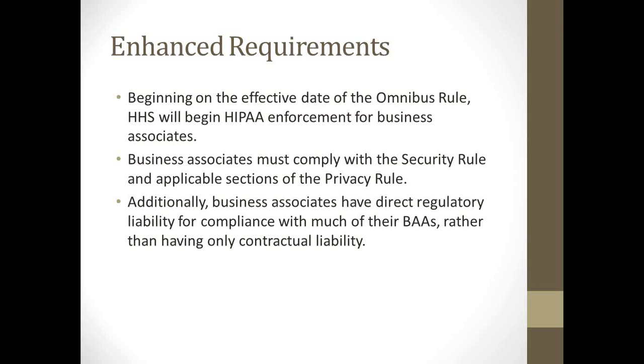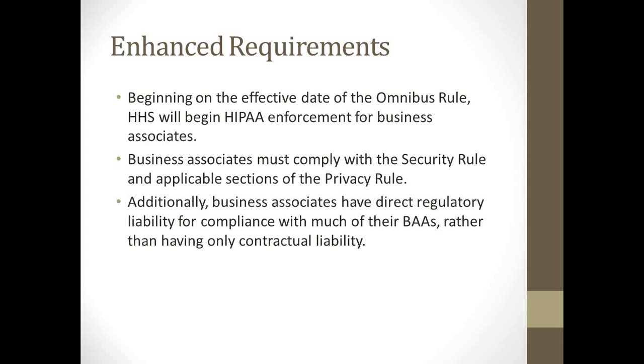So the Omnibus rule expands the definition to include subcontractors. Business associates need to have business associate agreements in place with their subcontractors. These business associate agreements not only must meet the minimum requirements of HIPAA, but also need to pass on the restrictions relating to protected health information that the business associate has agreed to in their business associate agreement with the covered entity or the upstream business associate.